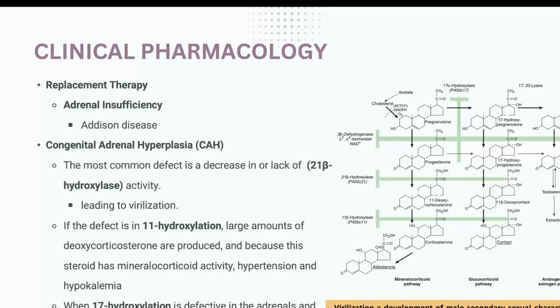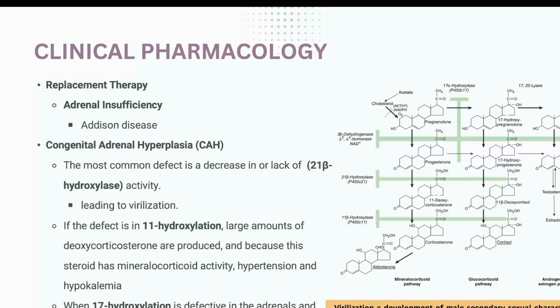Just look here again. If there is a defect or deficiency in 21 beta hydroxylase, this is responsible for virilization and a decrease in glucocorticoid and mineralocorticoid levels. If there is a defect in the 11 hydroxylation, it means a defect in the enzyme called 11 beta hydroxylase. 11 beta hydroxylase is responsible for conversion of deoxycorticosterone to corticosterone, and conversion of deoxycortisol to cortisol.